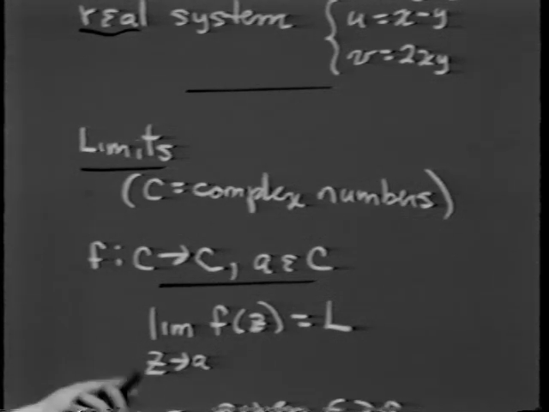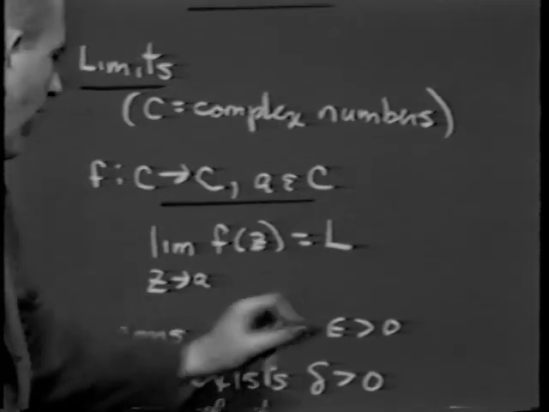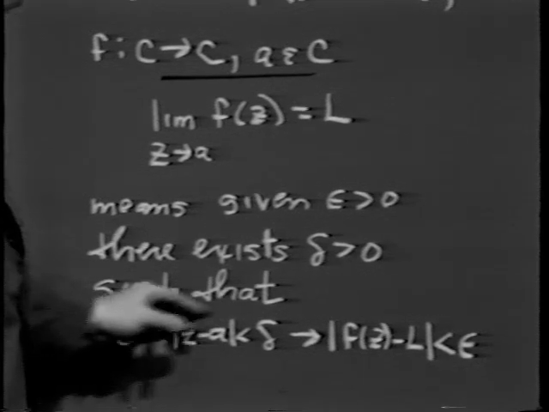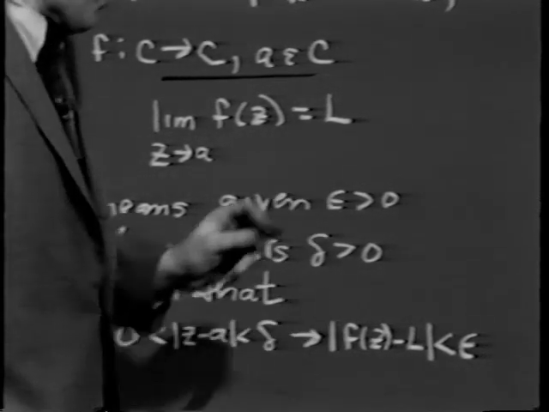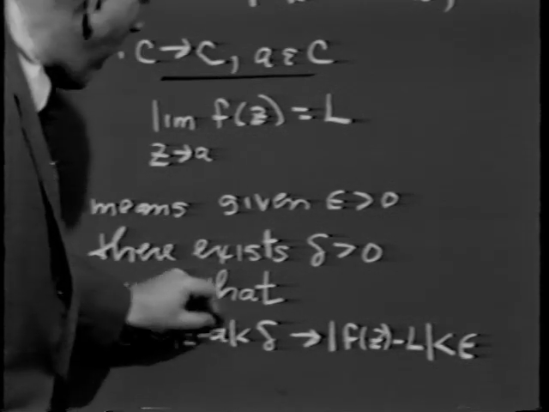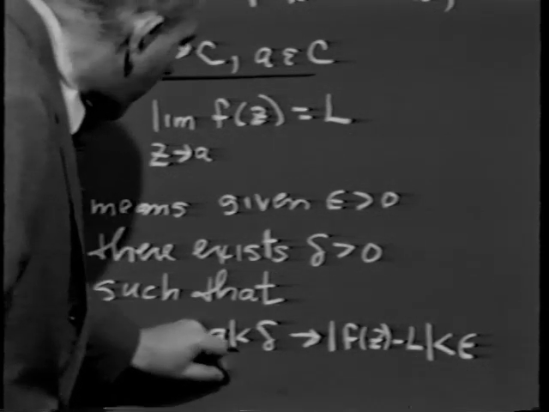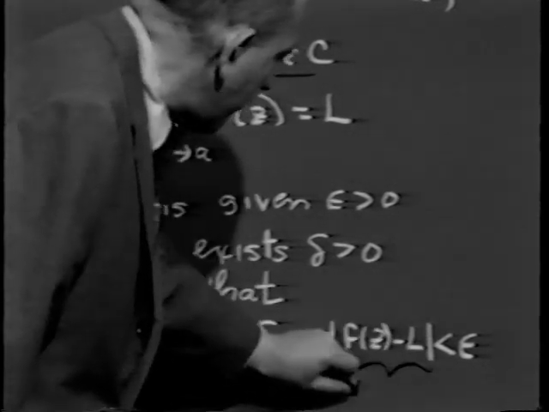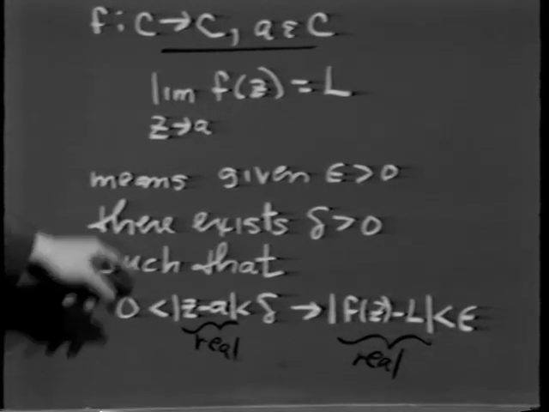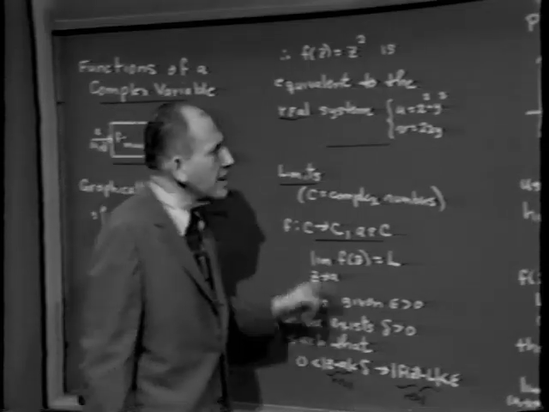Same definition that we had before, namely, given epsilon greater than 0, there exists a delta greater than 0, such that when the absolute value of z minus a is greater than 0 but less than delta, the absolute value of f of z minus L is less than epsilon, noticing that even though z, a, f of z, and L are complex, magnitudes are real. So all of these symbols make sense. And do they capture intuitively what we'd like them to mean? Again, by way of a quick pictorial review, the answer is exactly yes.